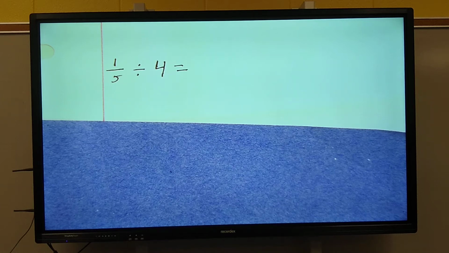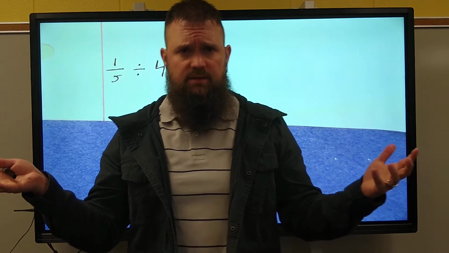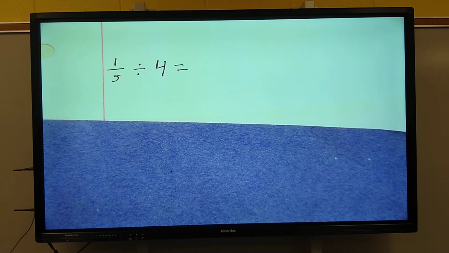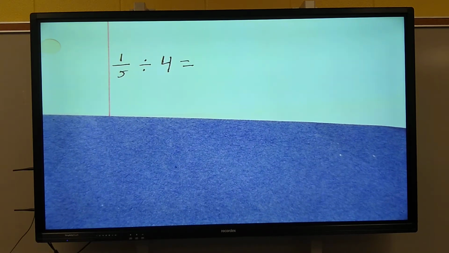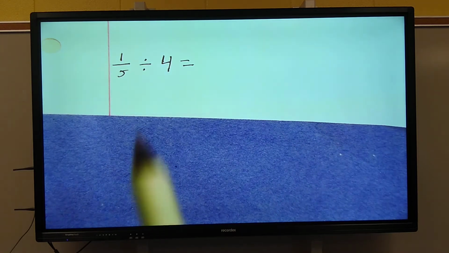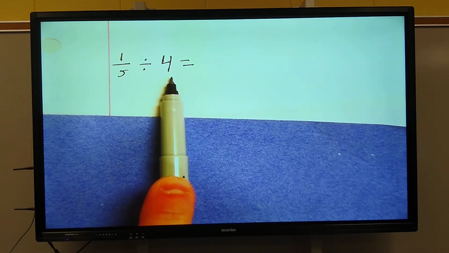Little fifth graders, we will be attempting to learn something new. This is division with fractions and whole numbers. Now, there's two ways to do this. Today we're going to learn how to divide a fraction by a whole number.